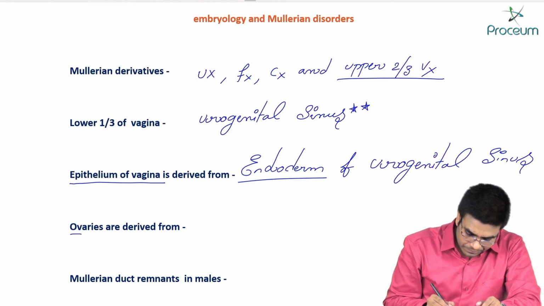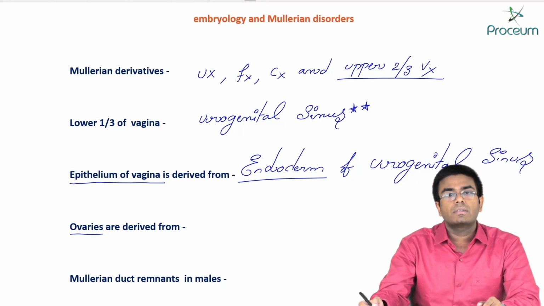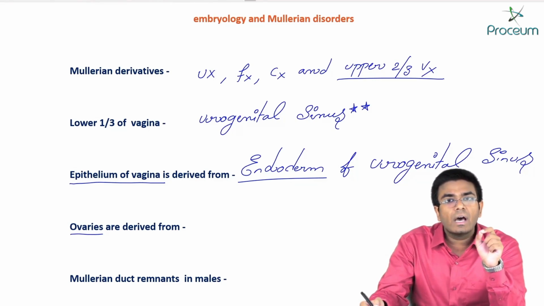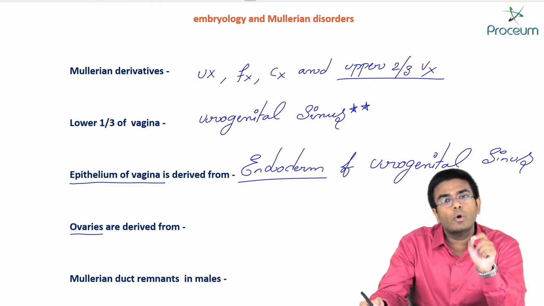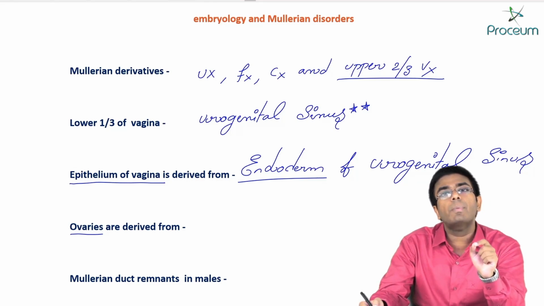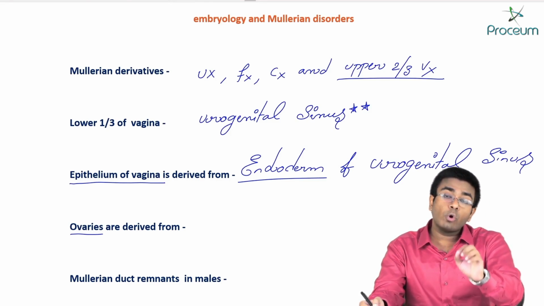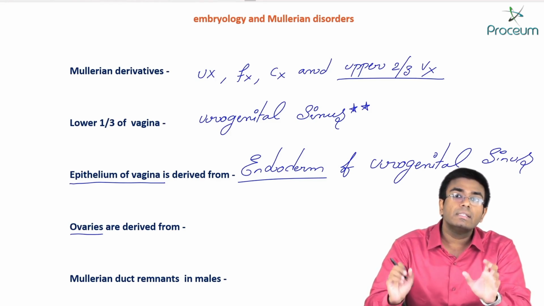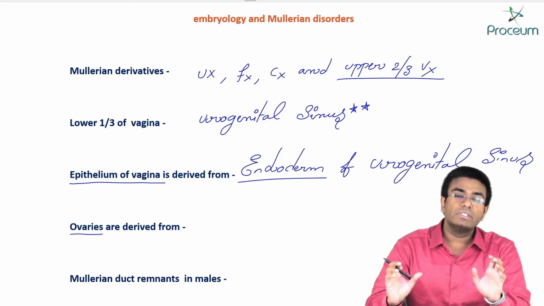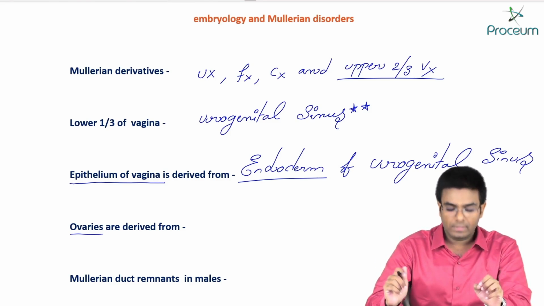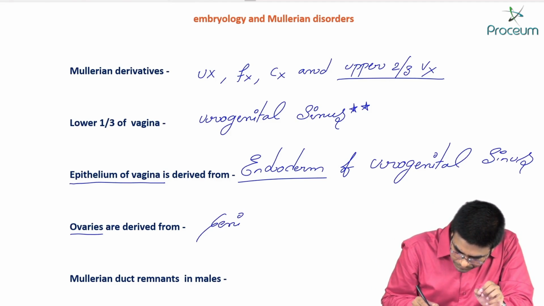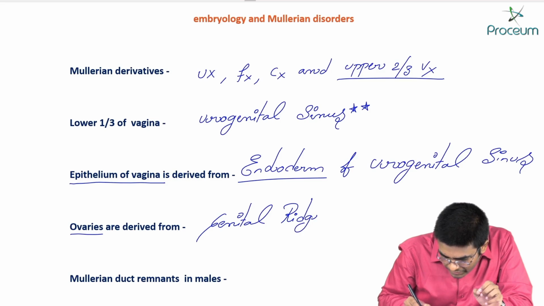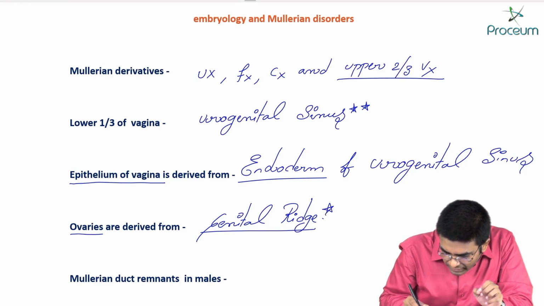Okay, now let's talk about the ovaries. Remember, Mullerian ducts give rise to uterus, fallopian tubes, cervix and upper two-thirds of vagina. Lower one-third of the vagina is derived from urogenital sinus. But what about the gonads? The gonads are ovaries in a female. So these are derived from genital ridge. Okay, so this is a very important point.